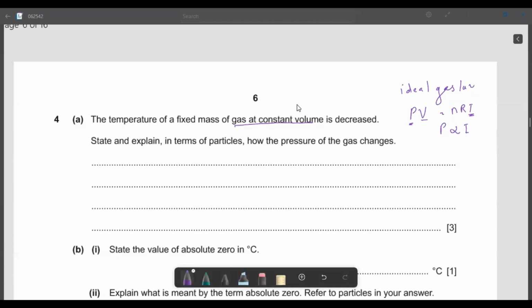Here temperature decreases. So as temperature is decreasing, the particles within the gas slow down. That means their average kinetic energy decreases.